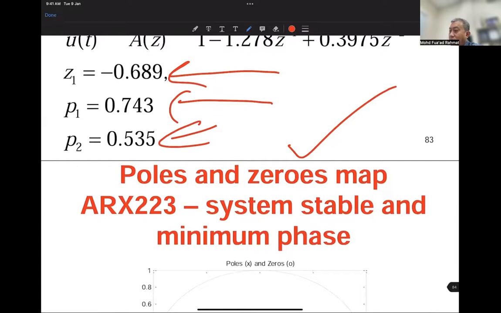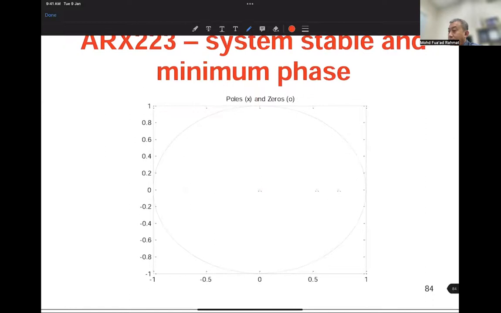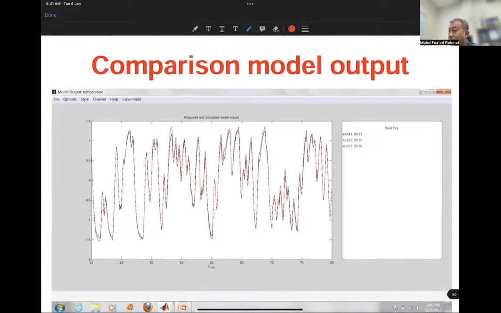And according to the manual of the trainer's book, the system when closed loop is a second order system. So this is the best model. One zero inside the unit circle and two poles inside the unit circle, stable and minimum phase. So we compare all three together.